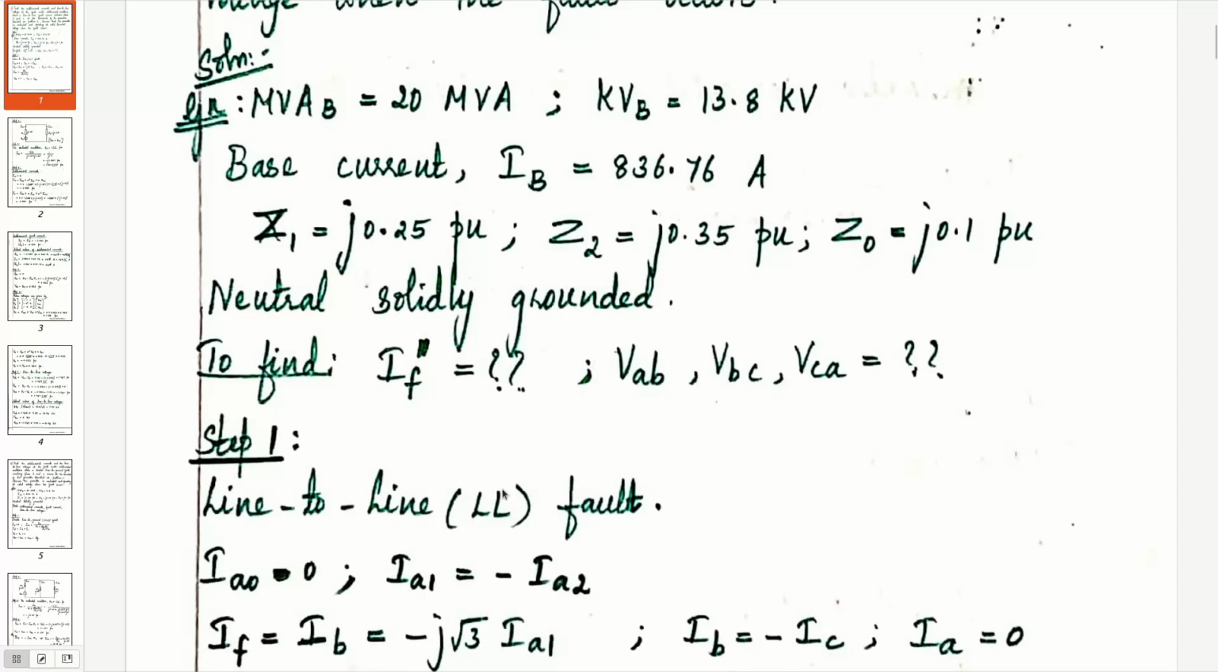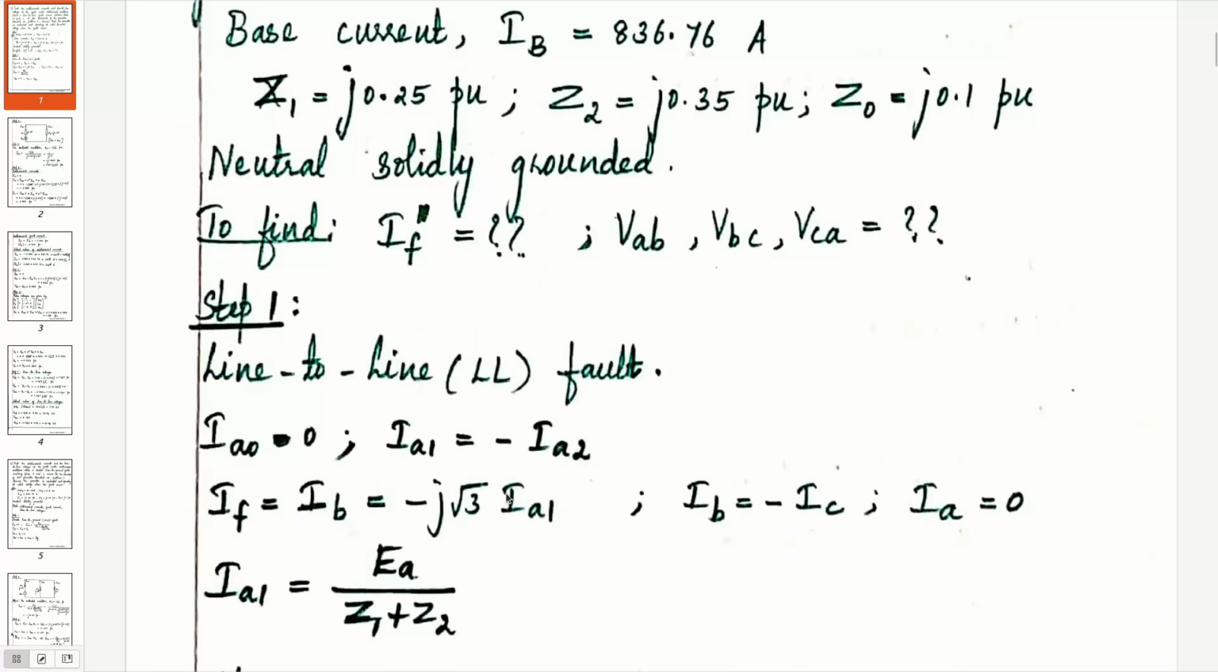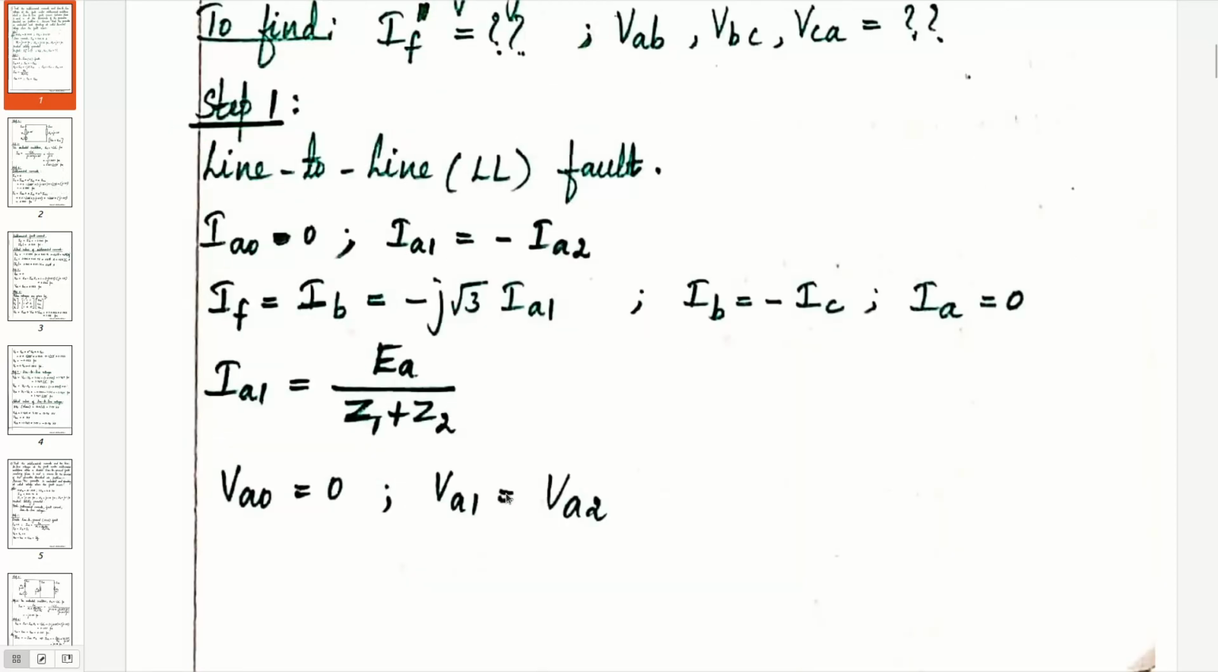Let's go to step 1, line to line fault. First write down the formulas for the given type of fault. For a line to line fault, we have already proved in the derivation that Ia0 is equal to 0, Ia1 is equal to minus Ia2, If is equal to Ib is equal to minus j root 3 Ia1, Ib is equal to minus Ic, Ia is equal to 0, Ia1 is equal to Ea by Z1 plus Z2, Va1 is equal to Va2, Va0 is equal to 0. I have written all the formulae related to the line to line fault on an unloaded generator.